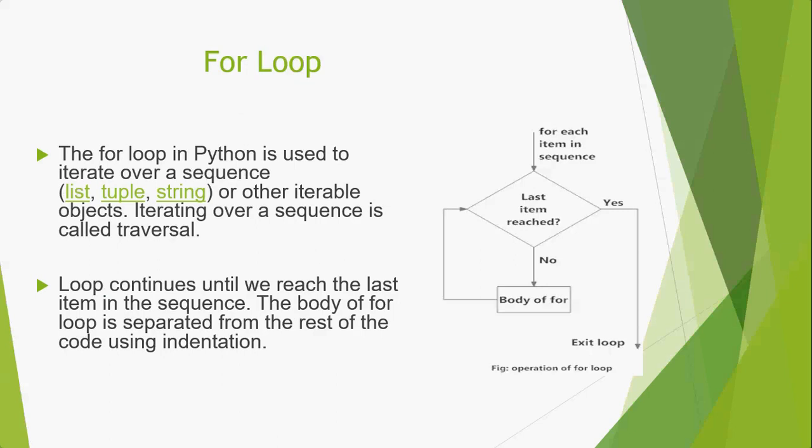The loop continues until we reach the last item in the sequence, and you can see the body of the loop as per the indentation. We learned about indentation in the last class. We give a couple of spaces to the right and start the statement. The end of the loop is when you start another statement at the same level as the line where you started the for loop. So this is the flowchart of the for loop. For each item in the sequence, we check if the last item is reached. If it is not reached, then we do whatever is in the body of the loop, and then exit the loop.